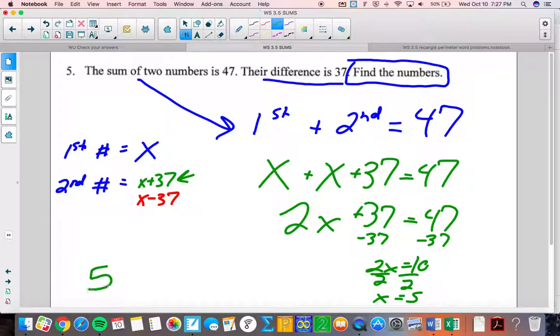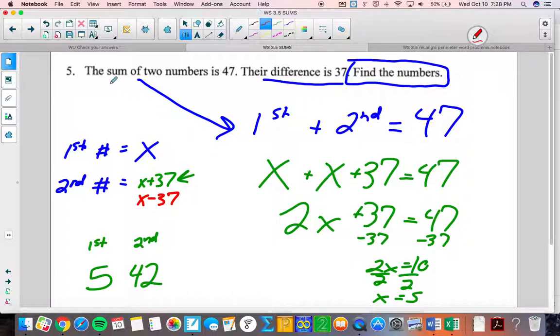So it would be 5 for the first number, and then add 37 to that to get the second number. And really, they're not asking about what the first number is versus the second number. They're asking what are the numbers. And so I'm saying 5 and 42. Hey, those two numbers have a difference of 37, and those two numbers add to 47. So that seems really good to me.